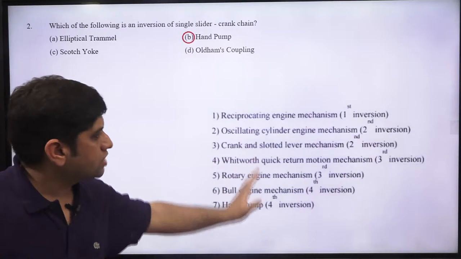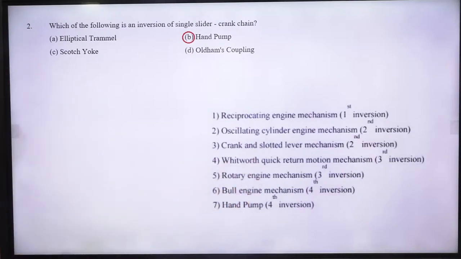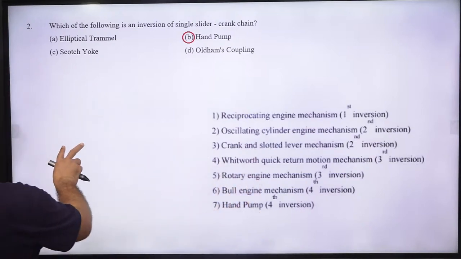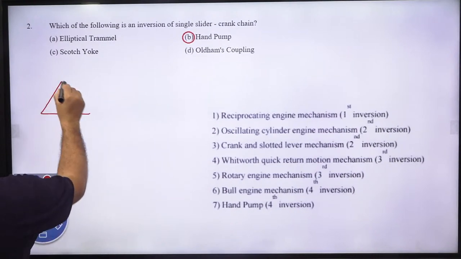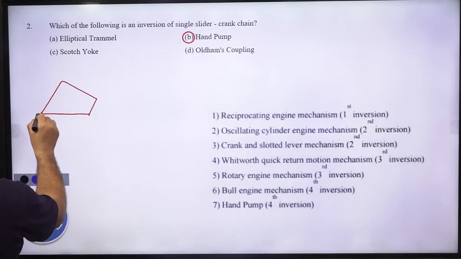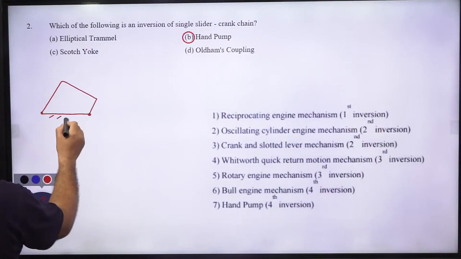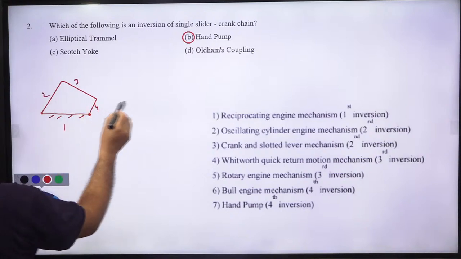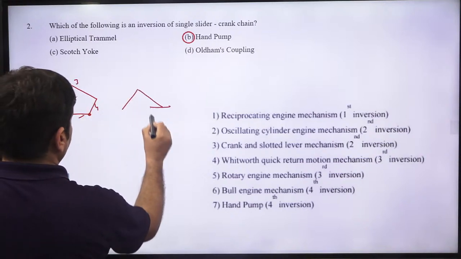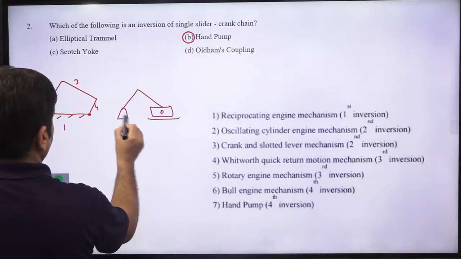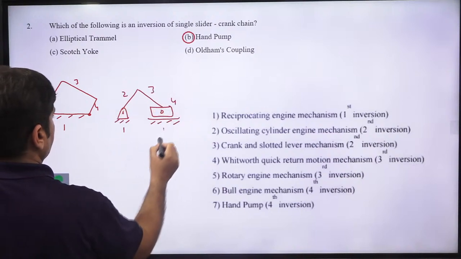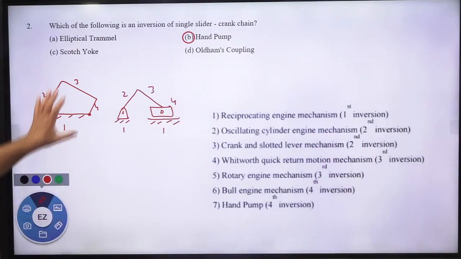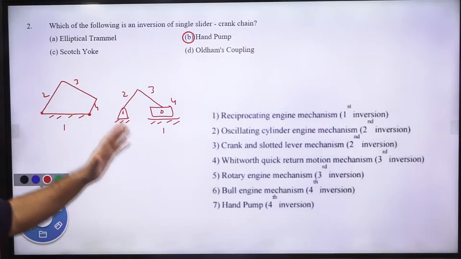So let me give you the names of the inversions which are produced by the single slider crank chain. You know the slider crank mechanism. So we will be discussing a couple of mechanisms here. One is the four bar mechanism, where you have 1, 2, 3, 4. Then we'll have the slider crank mechanism, where one pair is a sliding pair. 1, 2, 3, 4. This is the slider crank mechanism. Four bar mechanism, slider crank mechanism, and double slider mechanism. So the double slider mechanism is the third mechanism.